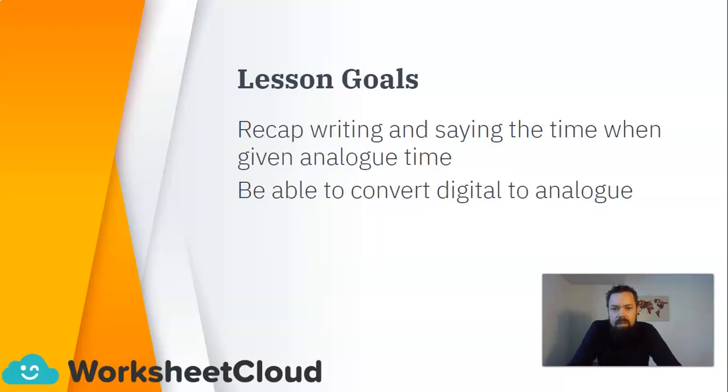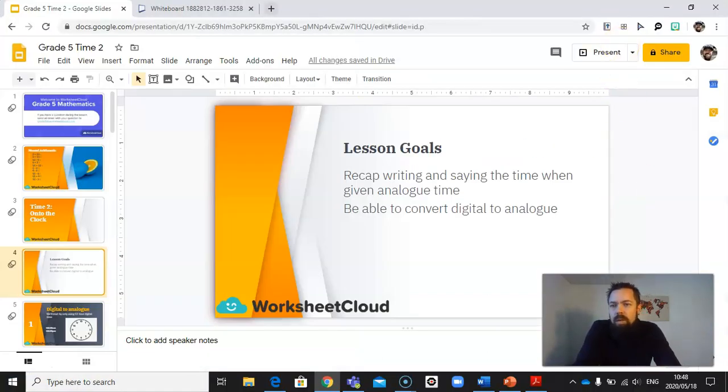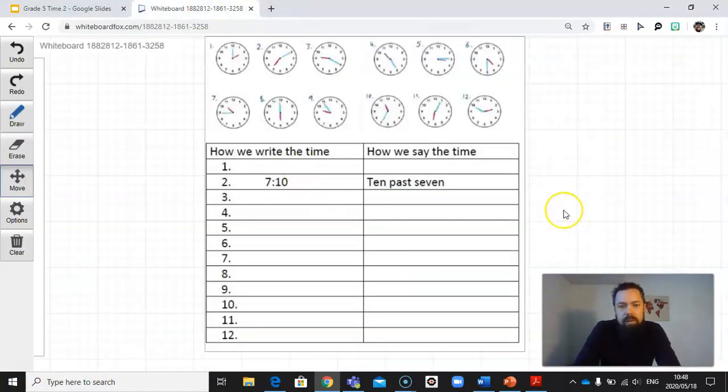Our lesson goals are to recap writing and saying the time. That's what we were doing in the last lesson, and I'm going to do that by going through last time's homework, and then be able to convert digital time to analog time, which is what I was just talking about now. So let's jump across to the whiteboard so that we can go through the homework from last lesson. I hope that's big enough that you can see.